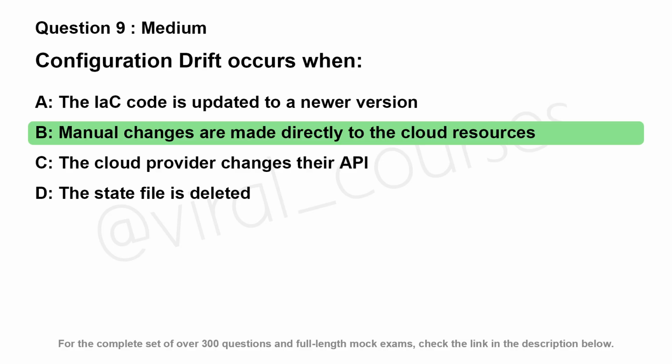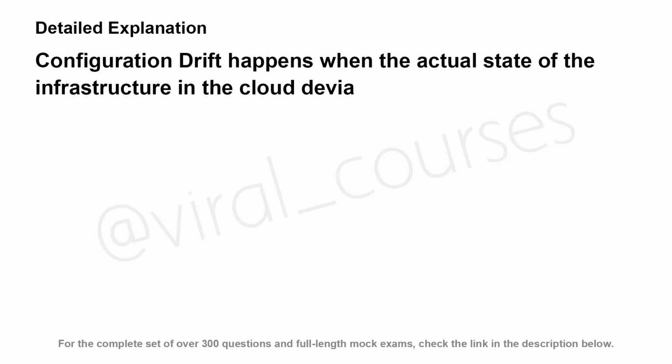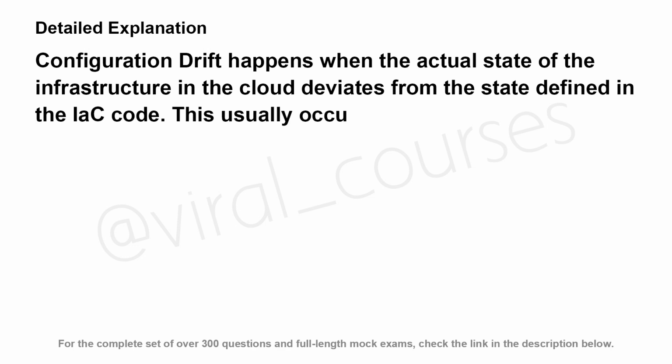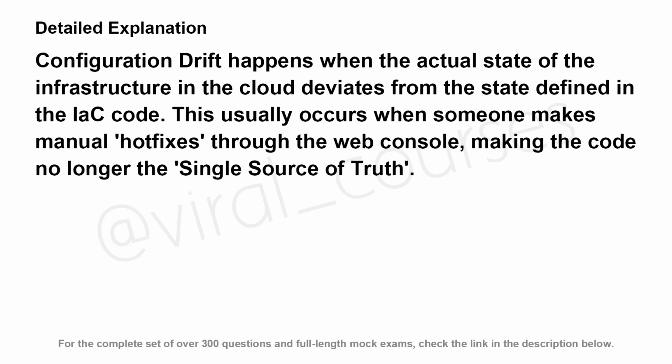The correct answer is B. Configuration drift happens when the actual state of the infrastructure in the cloud deviates from the state defined in the IaC code. This usually occurs when someone makes manual hotfixes through the web console, making the code no longer the single source of truth.